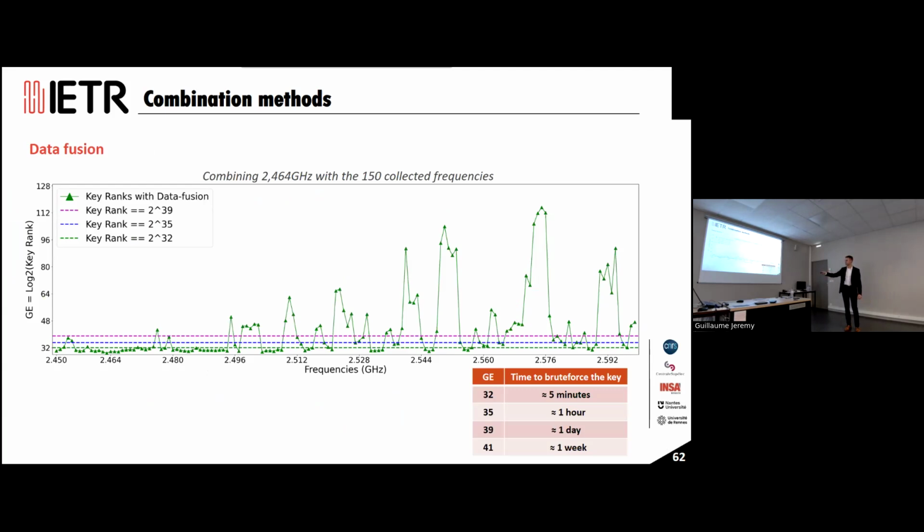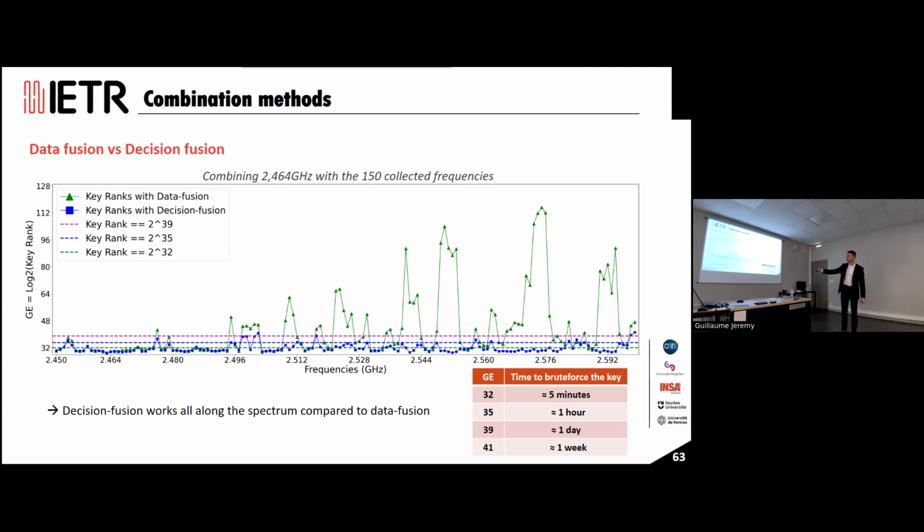For example, here in this experiment, we took the first frequency at 2.464 gigahertz, and we combined it with all the 150 frequencies where we collected leakage in the previous experiment on non-harmonics. And we can observe that at many frequencies, the combination does not return a good Gaussian entropy. When we perform the same experiment but using decision fusion, we get a reasonable Gaussian entropy all along the spectrum. So in the remainder of our experiment, we are going to use decision fusion in order to combine multiple frequencies together.